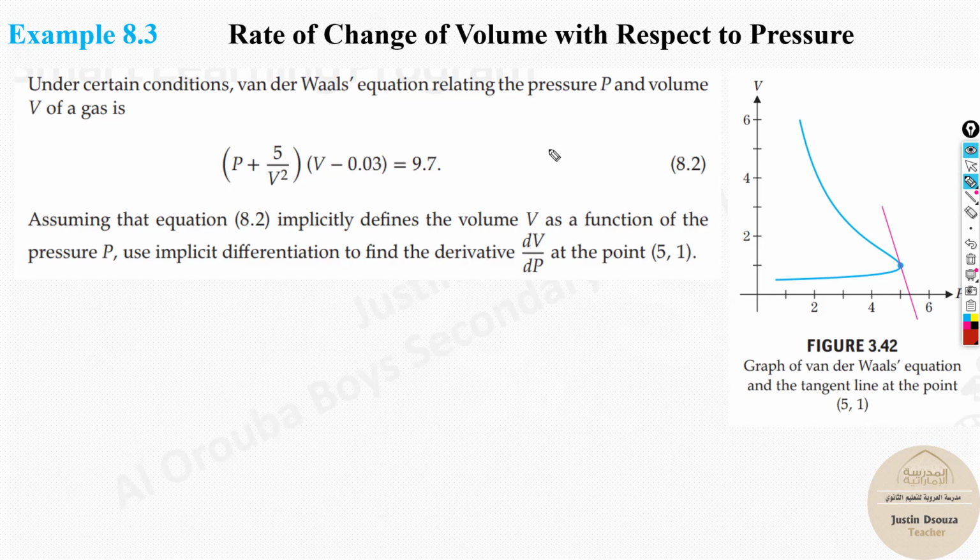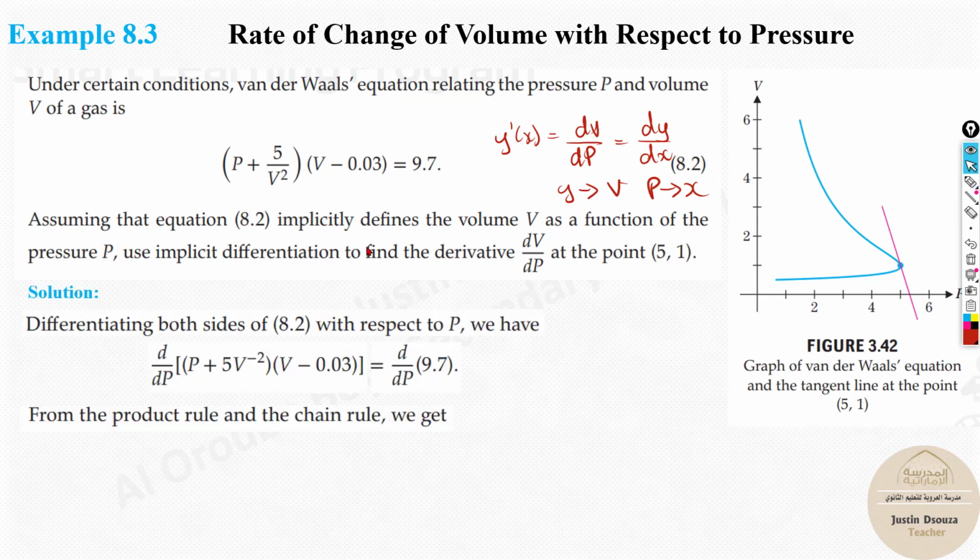How do we do that? We need to find dV by dP, right? So we know y dash of x is dy by dx, and here we need dV by dP. So from this concept, we know y is V and P is x. So you can easily change it up.